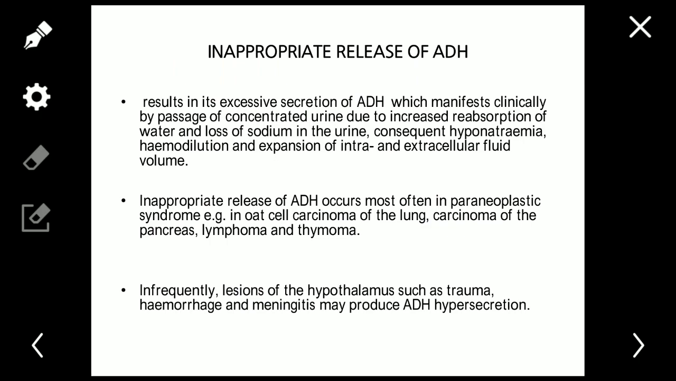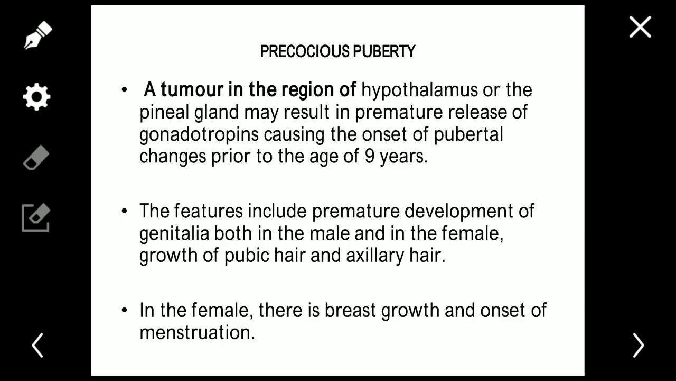Inappropriate release of ADH occurs most often in paraneoplastic syndrome. Example: oat cell carcinoma of the lung, carcinoma of pancreas, lymphoma and thymoma. Infrequently, lesion of the hypothalamus due to trauma, hemorrhage and meningitis may produce ADH hypersecretion. The next is precocious puberty.